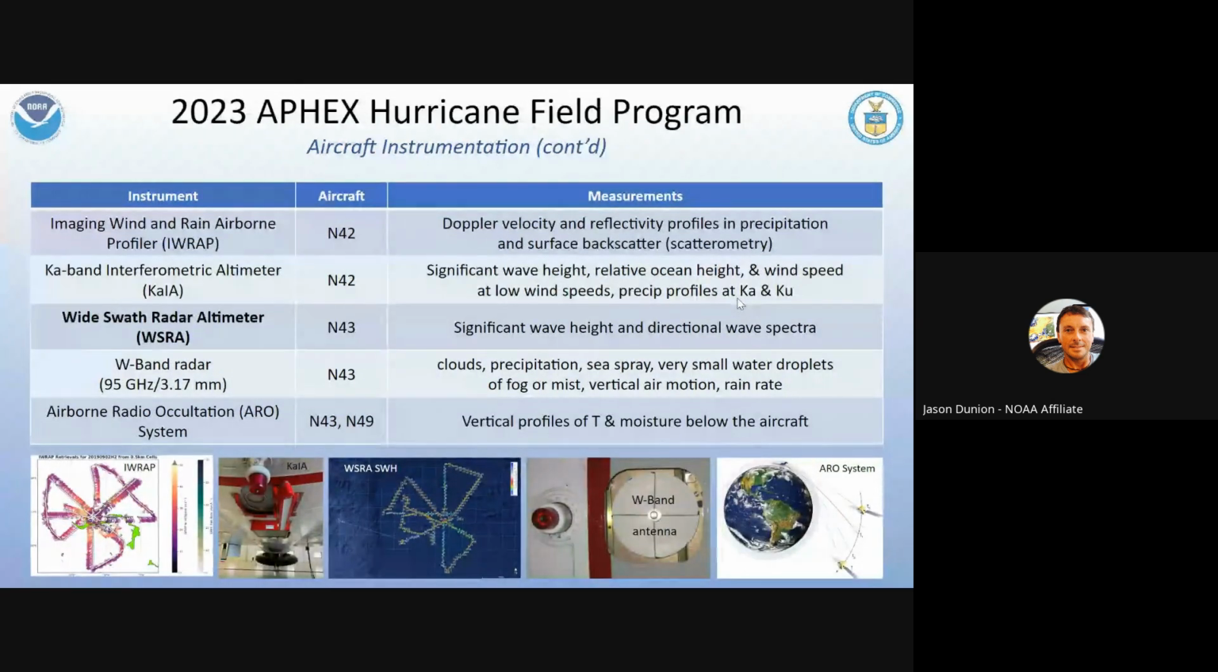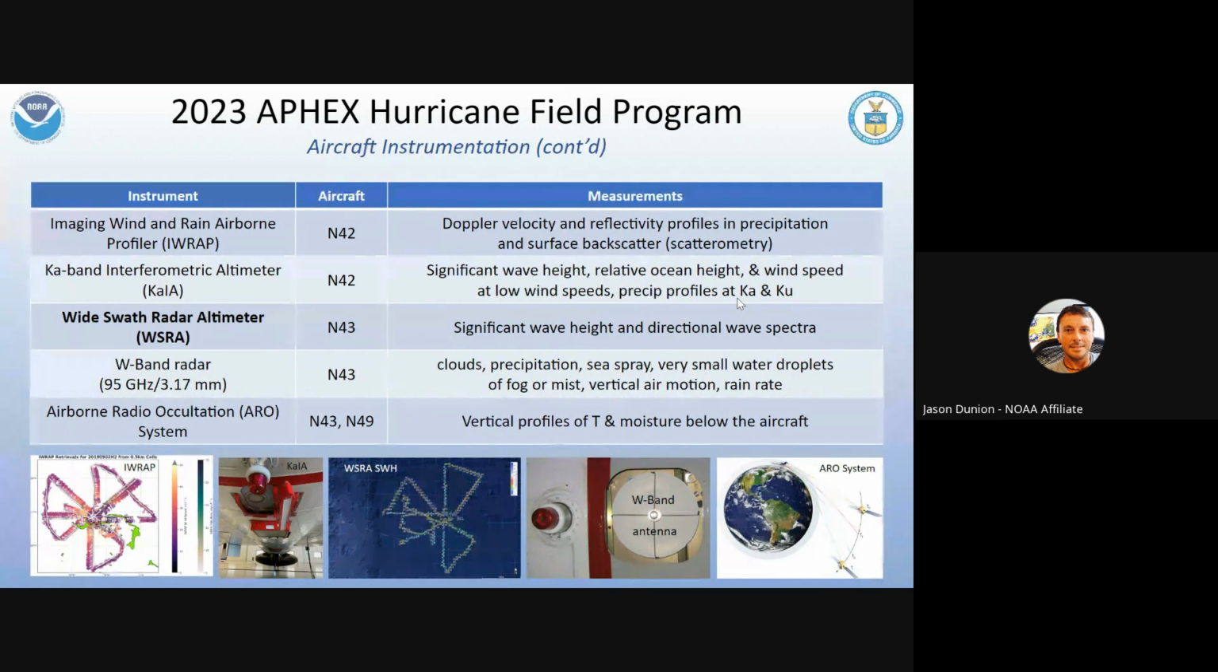Also, we had IRAP, so this is an instrument looking at Doppler velocity and reflectivity below the aircraft. And they also had their Kaya instrument for looking at wave heights on NOAA 42. And really nicely complemented, we had on NOAA 43 the WSRA also collecting wave measurements. This year, W-band flew for the first time in a long time during hurricane season. It's operating at 95 gigahertz, and it's able to detect very small water droplets of fog or mist, so you can start deriving things like vertical motion and rain rate.